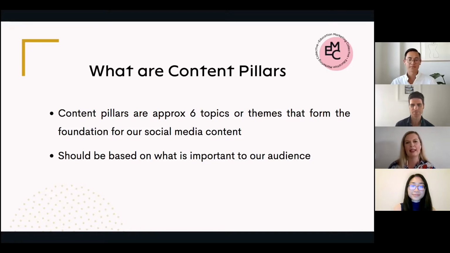Now, content pillars are around about 6 topics. Other industries have slightly fewer, but in international ed, also tutoring, anything to do with education, 6 is about the minimum that you want to be hitting. So those are 6 topics or themes, and they're going to form the foundation of our social media content. And I'm also including blogs and anything else that you're pushing out there on the internet. Now, these 6 topics or themes should be based on what is important to our audience.